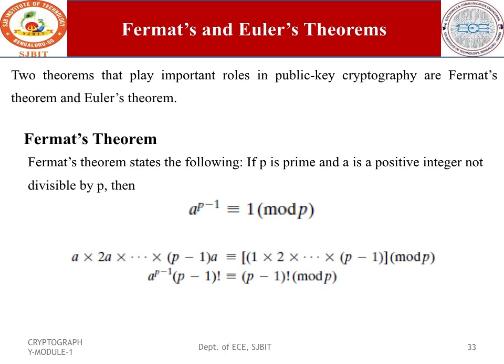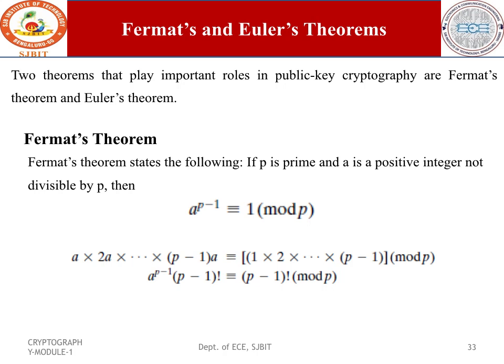Fermat's theorem states the following: if p is prime and a is a positive integer which is not divisible by p, then a^(p-1) is congruent to 1 mod p. So consider the set of positive integers less than p, that is 1, 2, up to p minus 1, and multiply each element by a modulo p to get the set X. This is equal to a mod p, 2a mod p, up to (p-1)a mod p.